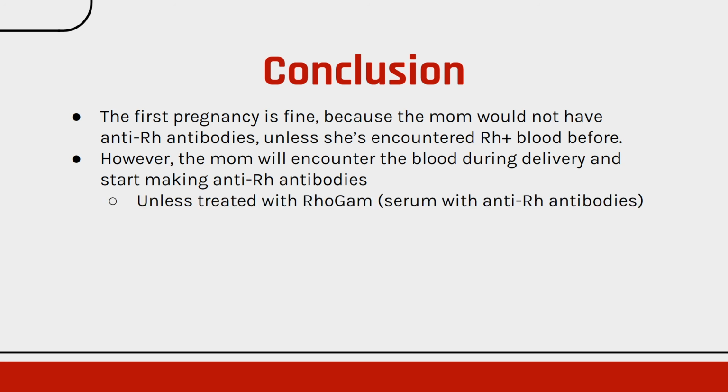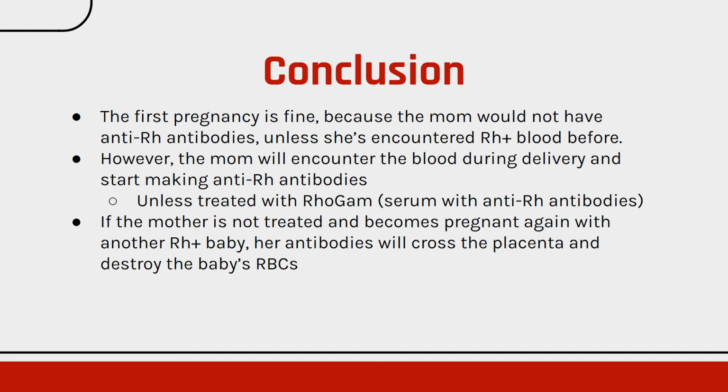Nowadays, we can treat this with something called RhoGAM. It's a serum that contains anti-Rh antibodies. It clumps with the Rh factor, so it does it instead of the mom's immune response. So RhoGAM is going to clump all of the baby's antigens, and then the mom stays fine. And honestly, the mom's body doesn't even know that she encountered it. This is the same science behind giving a vaccine. We're giving someone the antibodies instead of our immune system having to make it on our own.